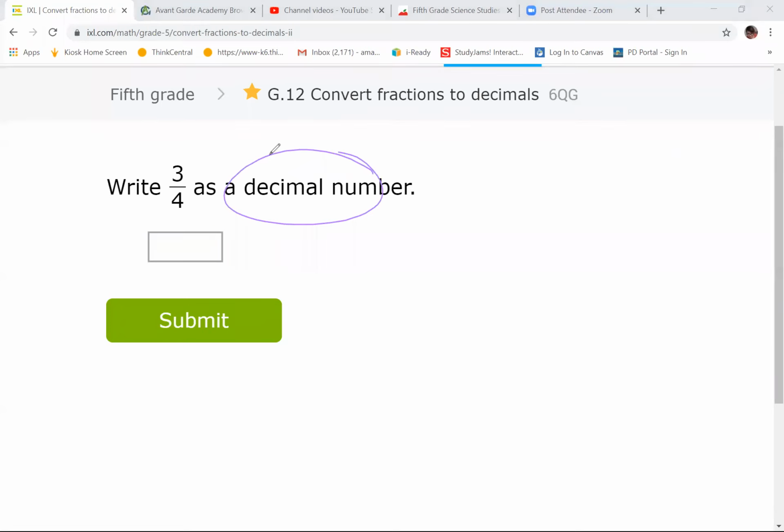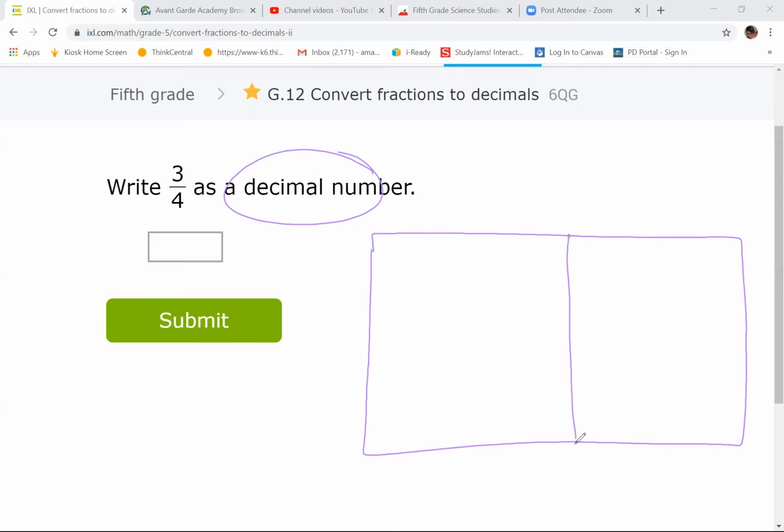How about 3/4 as a decimal number? We're turning that into a decimal number. Okay. I can think of 2 ways to do this. So I want you to pause this video and I want you to do it as the first way that we did it when we were using it as a division problem. 3 divided by 4. Go ahead and pause the video and let's see how far you go.